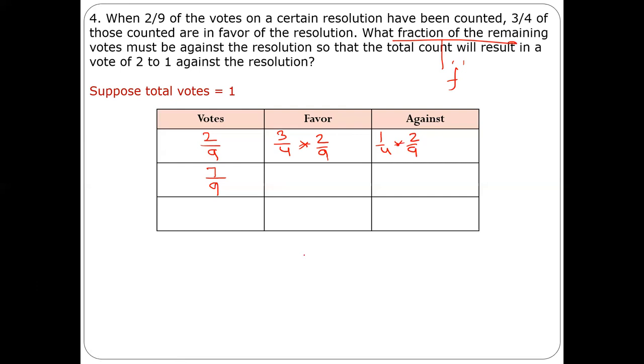What fraction of the remaining votes must be against the resolution? Let us say F fraction must be against the resolution. So which means how many votes are against the resolution? 7F by 9, right?